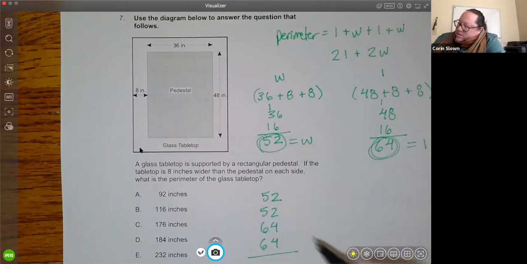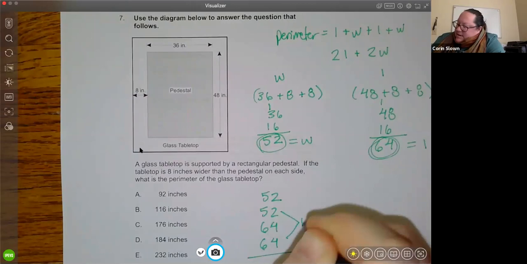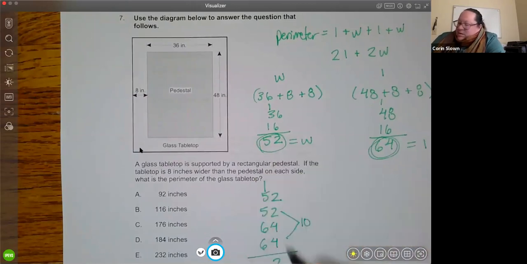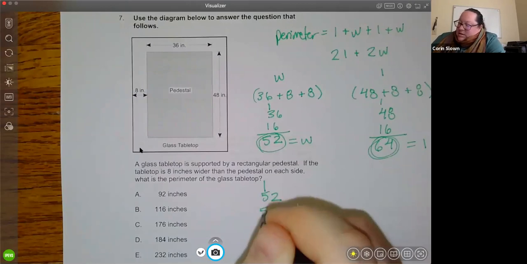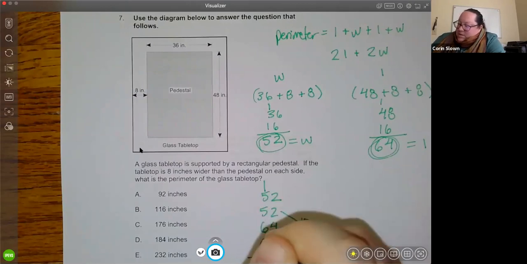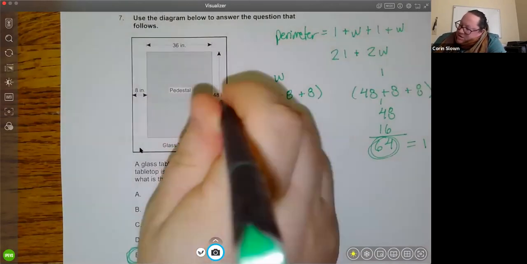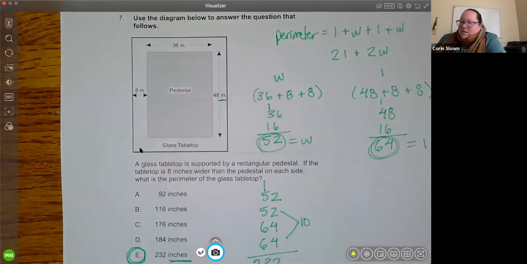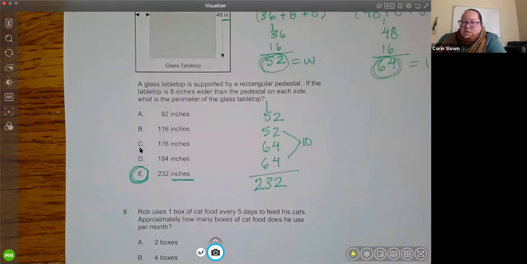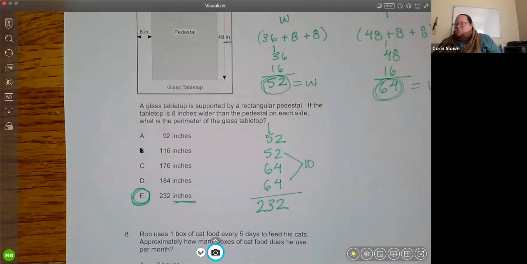And so these combine, and that's 10, 10 and 2, so 12, carry the 1. 5 and 5 is 10, 6 and 6 is 12, so 22, so 2, 3, 2. That means that E is the answer, and we check because inches is the same measure that they used here, so we know we're using the right unit. So 232 is the correct perimeter.